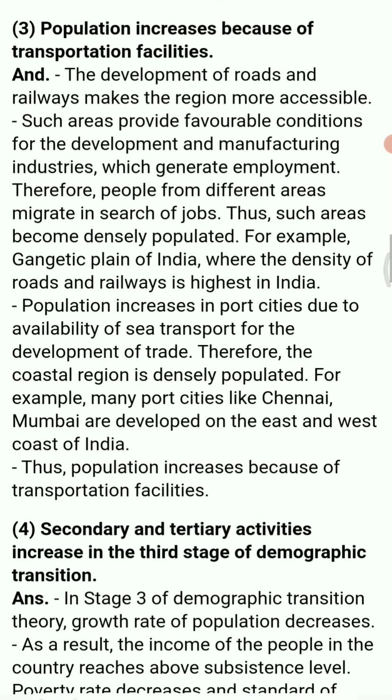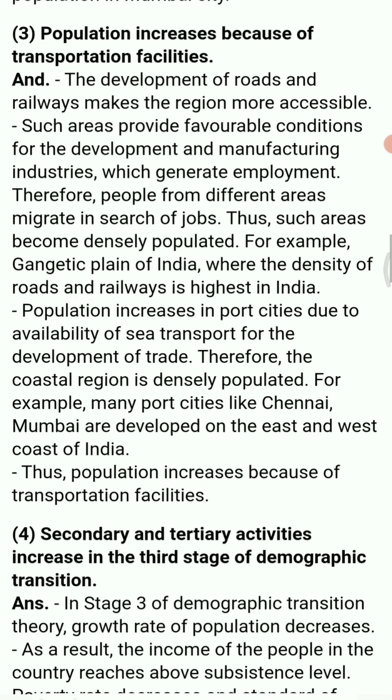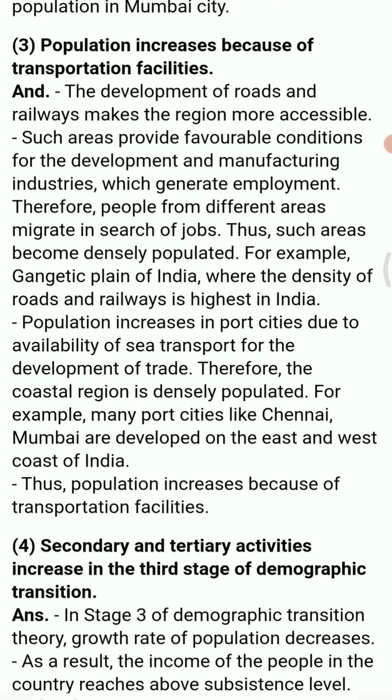Next given reason is population increases because of transportation facilities. Definitely, if the transportation facility is more, accessibility is more, then definitely the population is going to increase in those areas. The development of roads and railways makes the region more accessible. Such areas provide favorable conditions for development and manufacturing industries which generate employment.